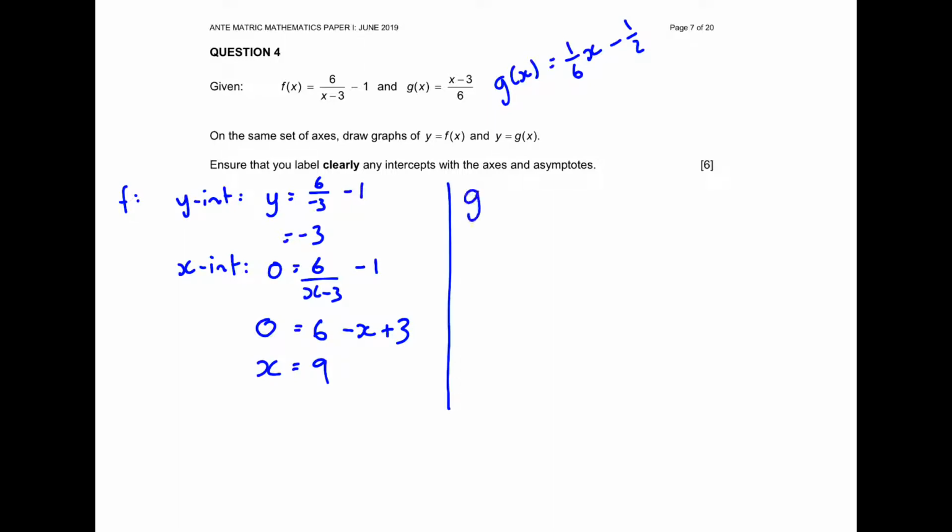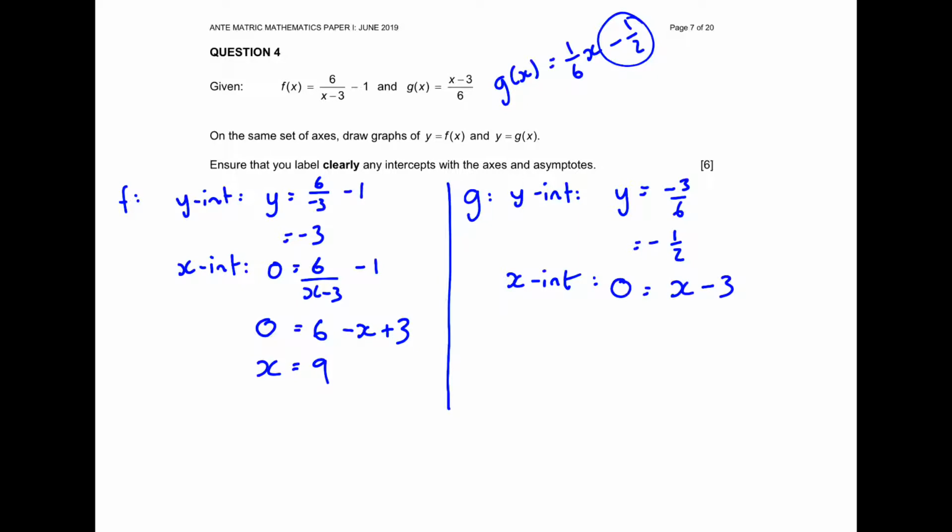Right, then for g, let's do the same thing. For the y-intercept, we're going to let x equal 0. So y is equal to negative 3 over 6, which is equal to negative a half. Okay, but we can already see that from our c value in the equation in standard form. Then for the x-intercept, we're now going to let y equal 0. So we're going to have 0 is equal to x minus 3 over 6. Multiply both sides by 6 to get 0 equals x minus 3. So the x-intercept is x equals positive 3. All right, I'm going to erase this information so that we have space for the graph.